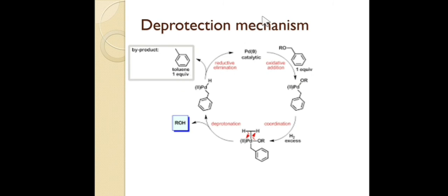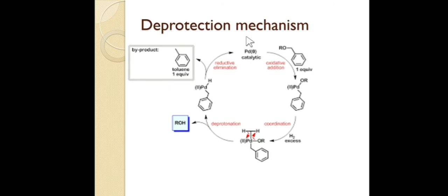You can see there is the oxidative addition of palladium into this oxygen-carbon bond. Then the H2 molecule coordinates with this OR and palladium. We get free ROH, the deprotection, and then reductive elimination of toluene, and we recover the catalyst. This is how the deprotection mechanism takes place in the case of benzyl. It is usual for all benzyl groups. If we have different types of substituted benzyl groups, the mechanism is the same.